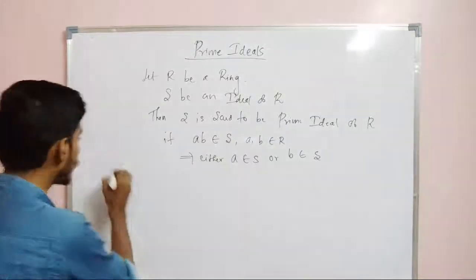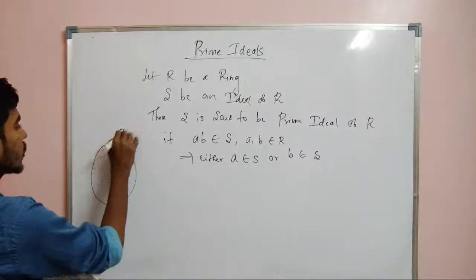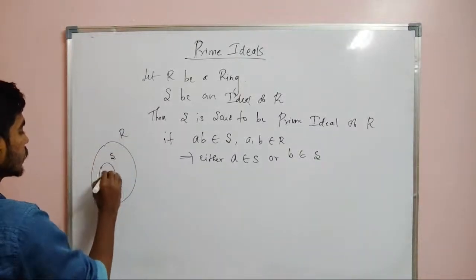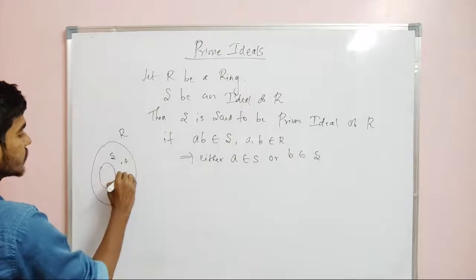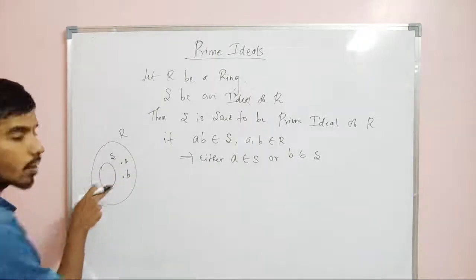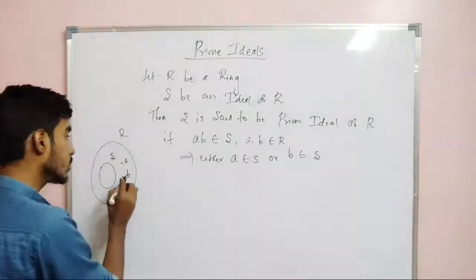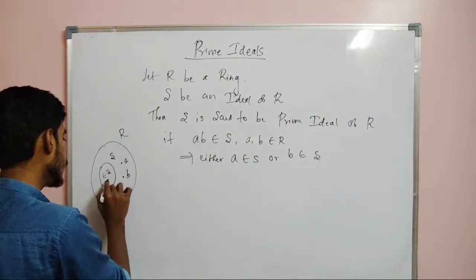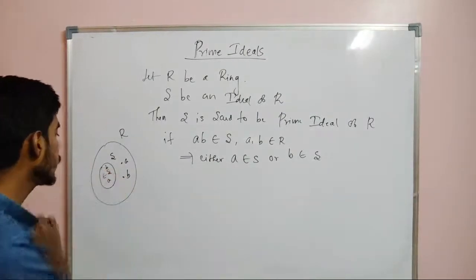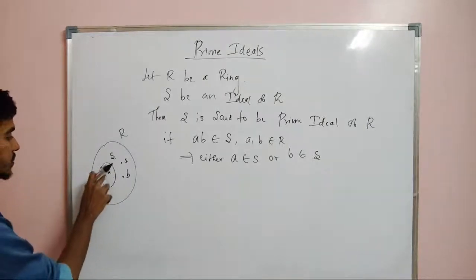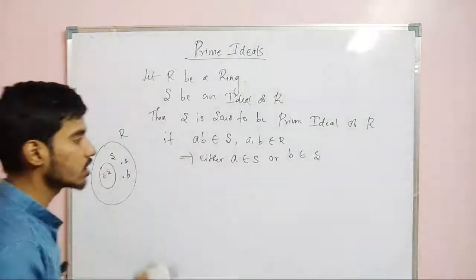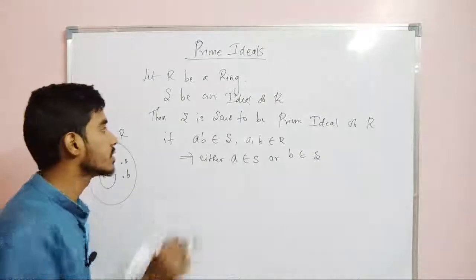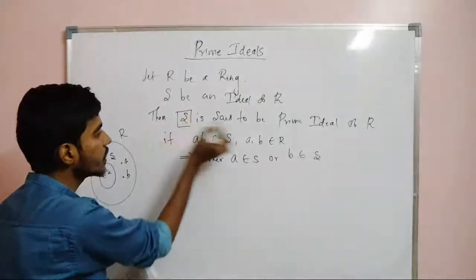So what we are doing is we have R, and here we have S. We take two elements a, b and operate a with b, and if the result belongs to S, then either a has to be in S or b has to be in S. One of them should be in S. If that happens, then this S is said to be a prime ideal.